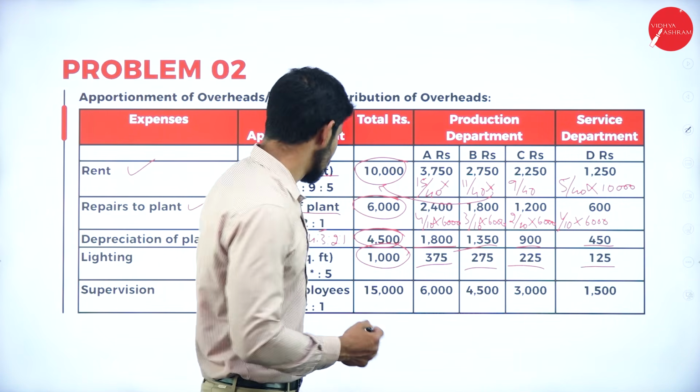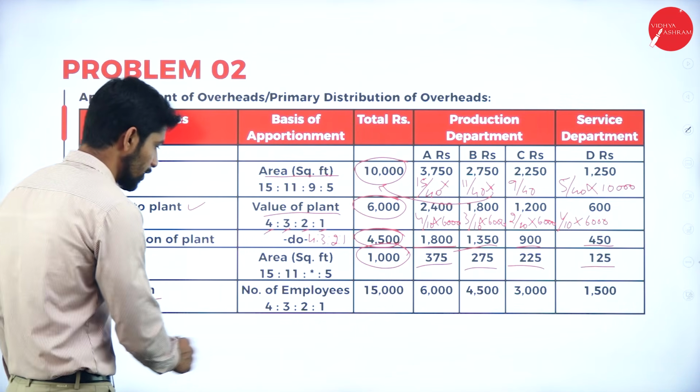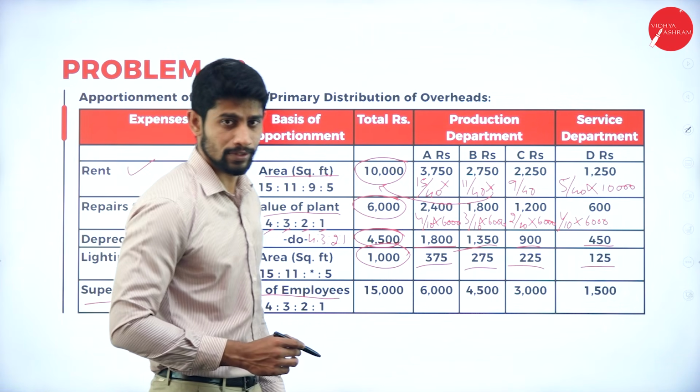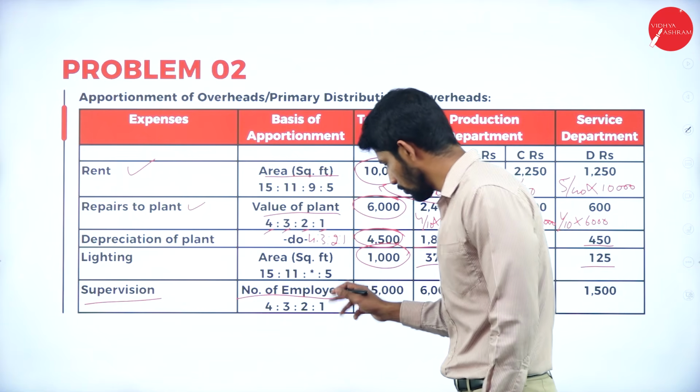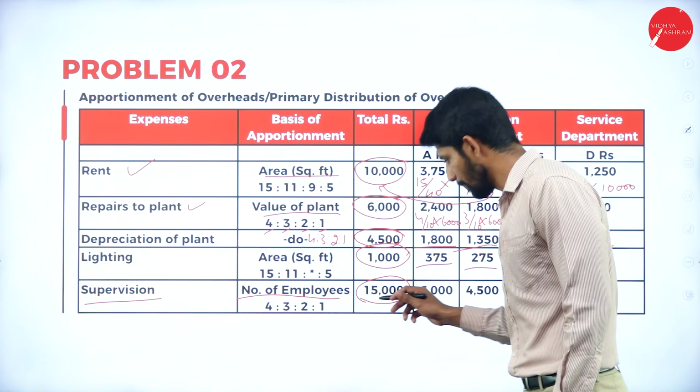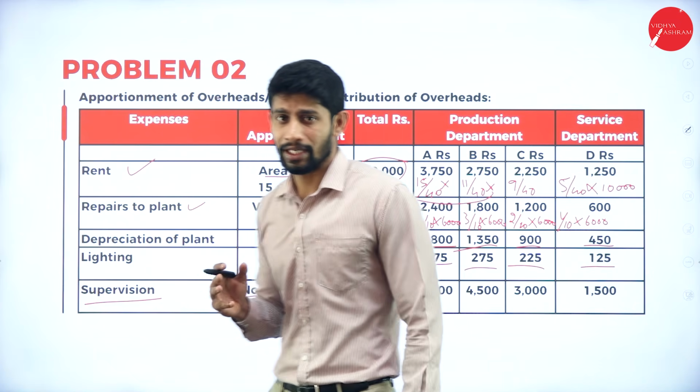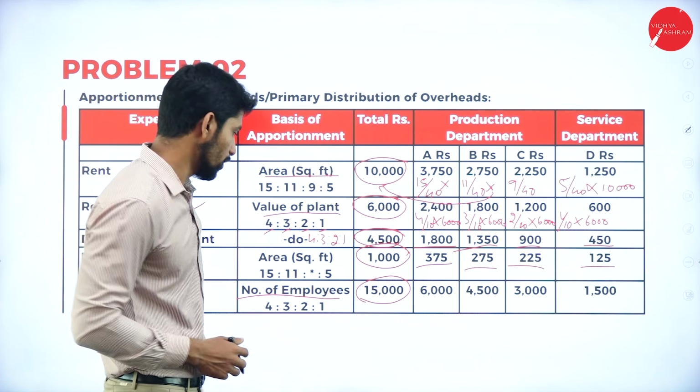What is the next item? The next item is supervision. It is based on the number of employees, so 4 is to 3 is to 2 is to 1. The total supervision cost is 15,000. So now divide based on the ratio.